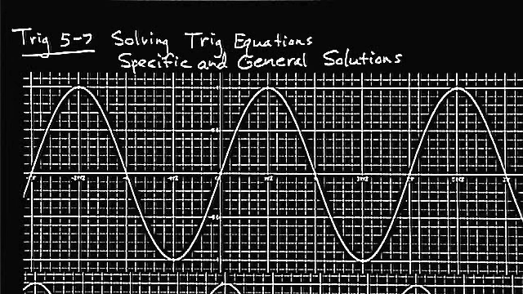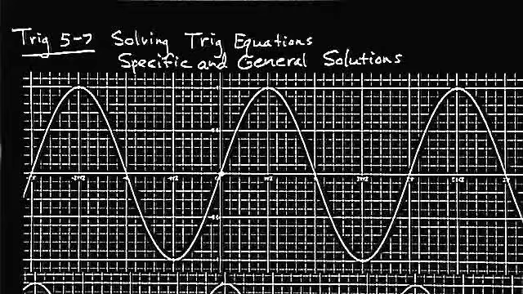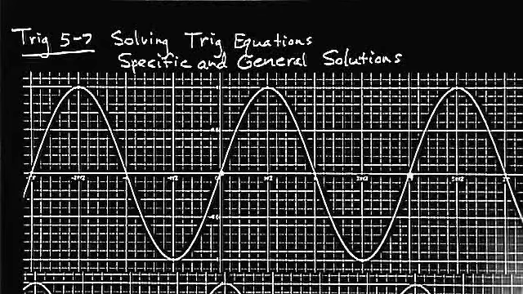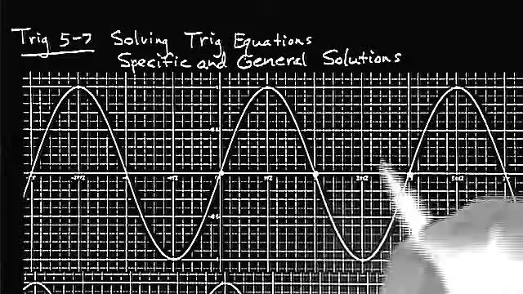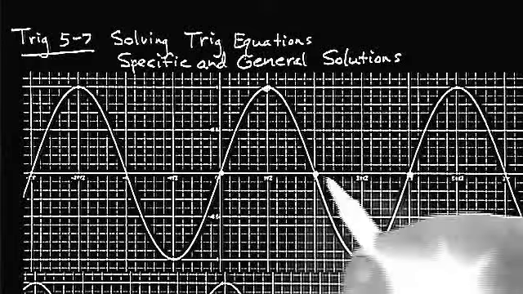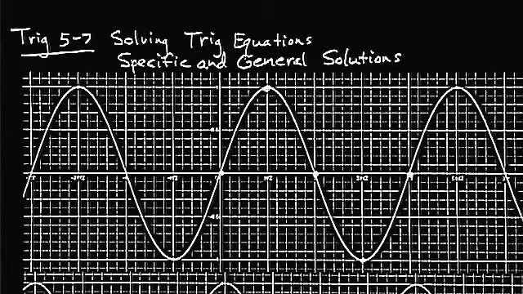Okay, trig, this is section 5.7, solving trig equations, both specific solutions and general solutions. Now, I have on this particular graph a basic sine function. I know because it starts out at the origin and repeats the pattern 2 pi units later with values at the center line every pi units. In between we're at the max of 1 and at the minimum of -1.